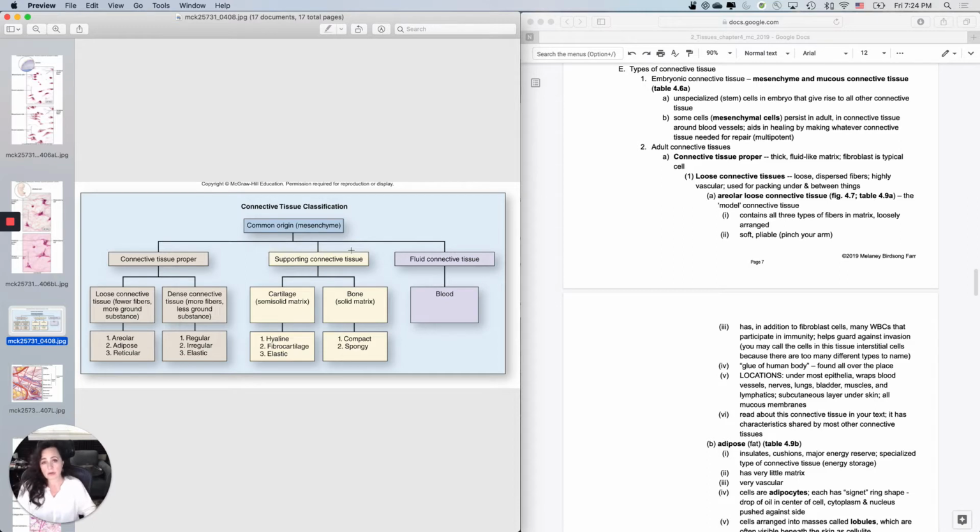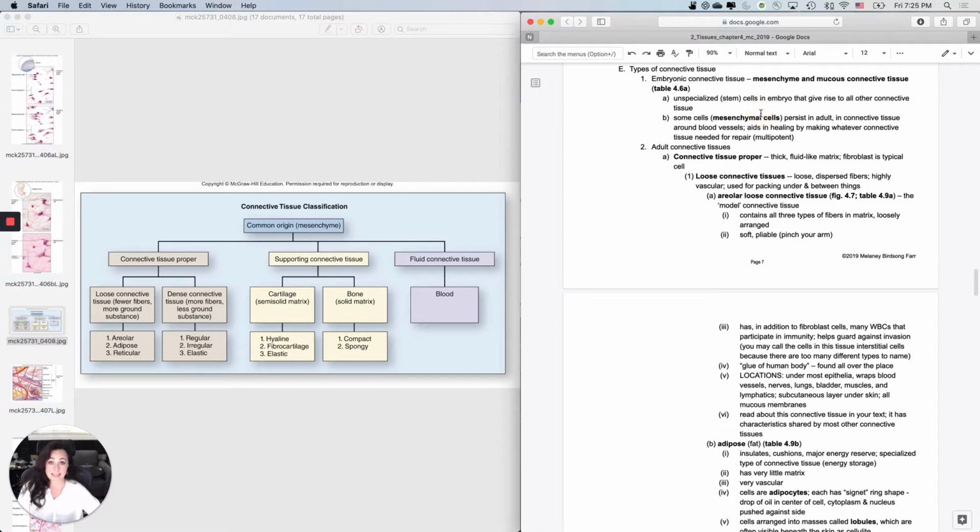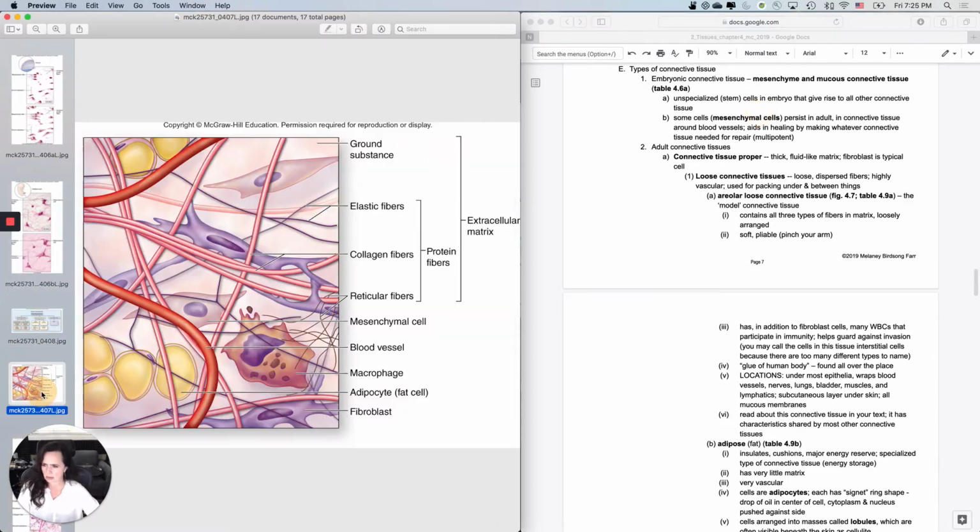Now, as an adult, you don't have any mesenchyme tissue left behind, but you do have some mesenchymal cells left behind. I don't know if you noticed, but there was one of them in the figure that we looked at last time. Mesenchymal cells persist into adults, and they hang out around your blood vessels. If this tissue, for instance, got damaged, this mesenchymal cell could say, hey, you look like you need a fibroblast. I can make a fibroblast. I can make an adipocyte. I can make any connective tissue cell.